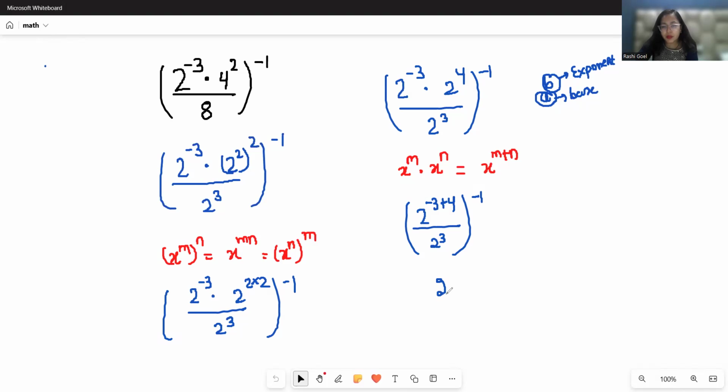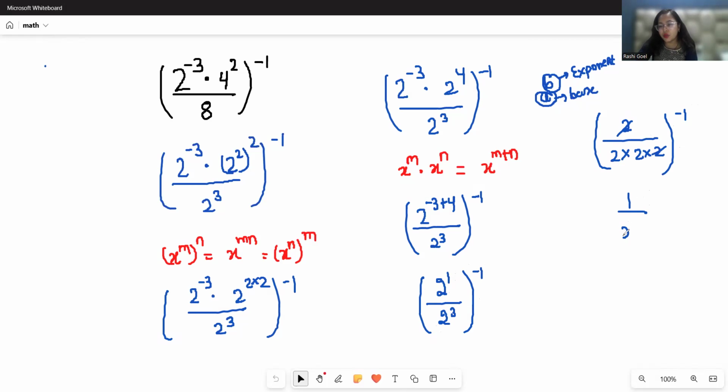So our numerator becomes 2 power 1 by 2 power 3, whole power minus 1. So we can write 2 power 1 as 2 and 2 power 3 as 2 times 2 times 2, whole power minus 1. We can cancel out the common power. So 1 by 2 times 2, whole power minus 1. So 1 by 4 whole power minus 1.